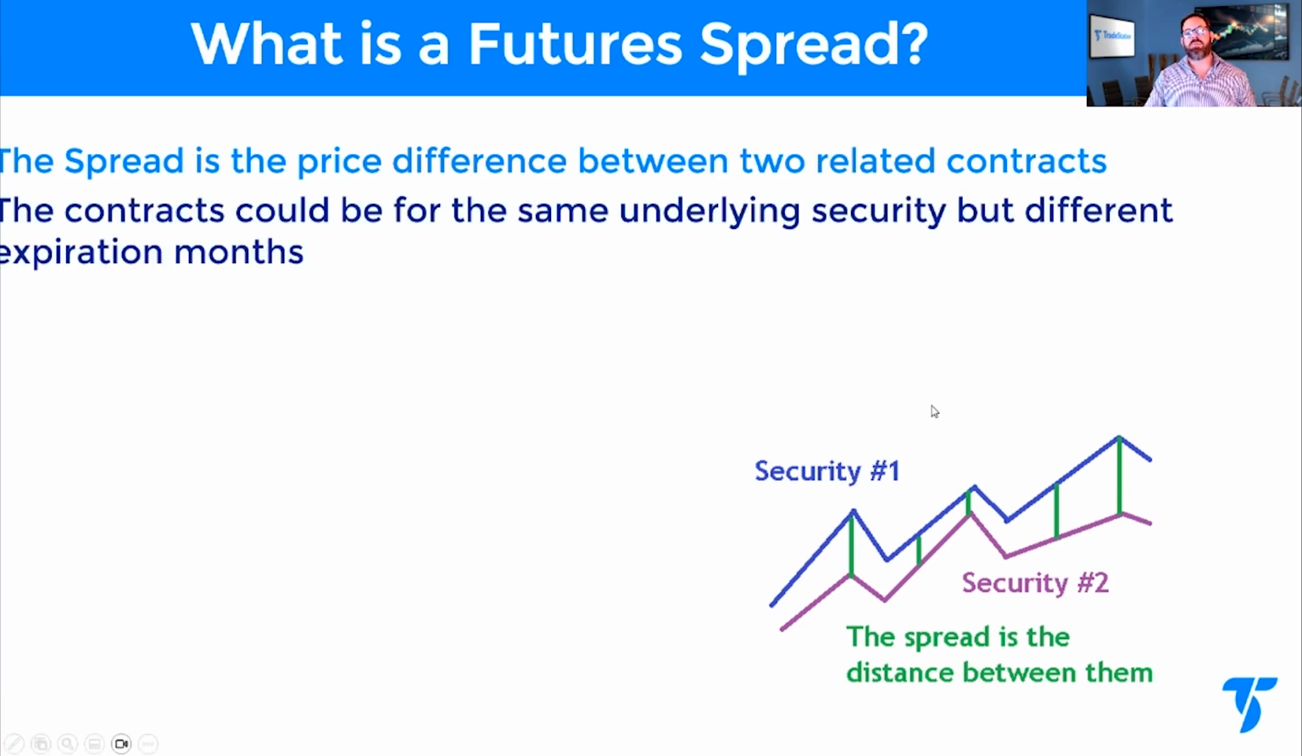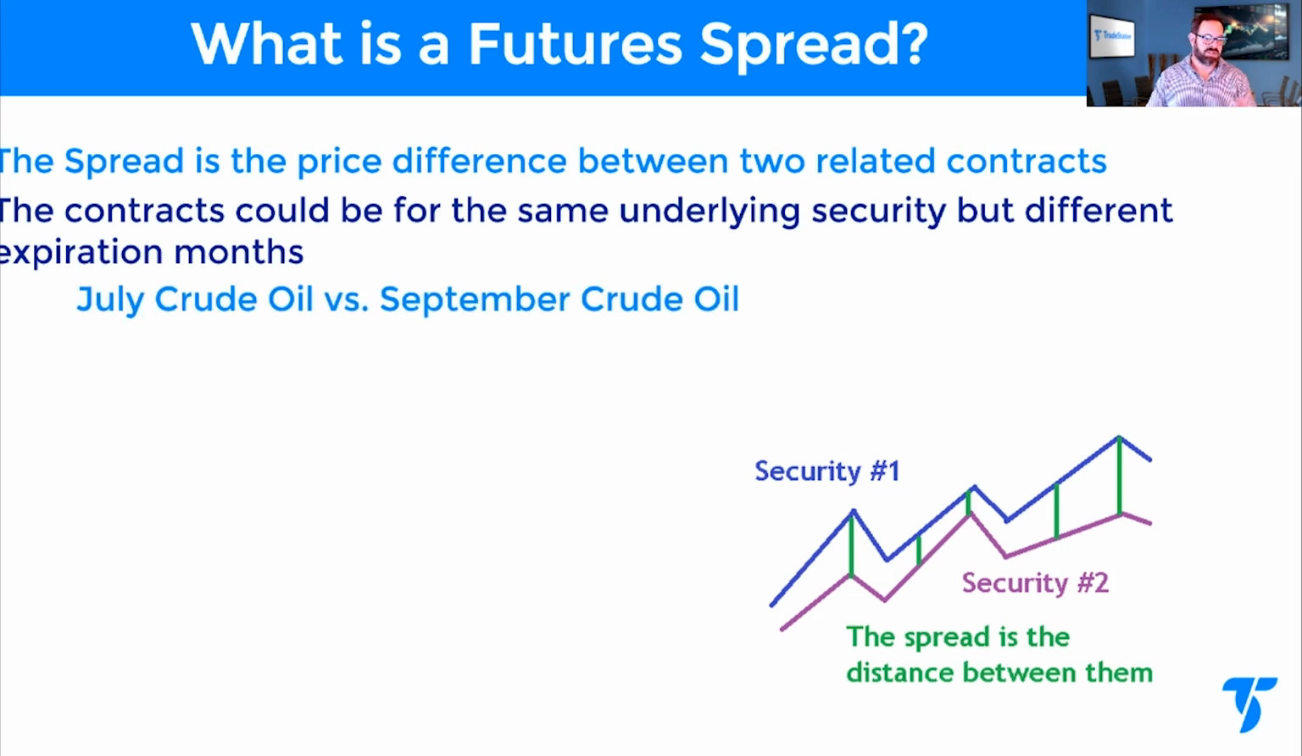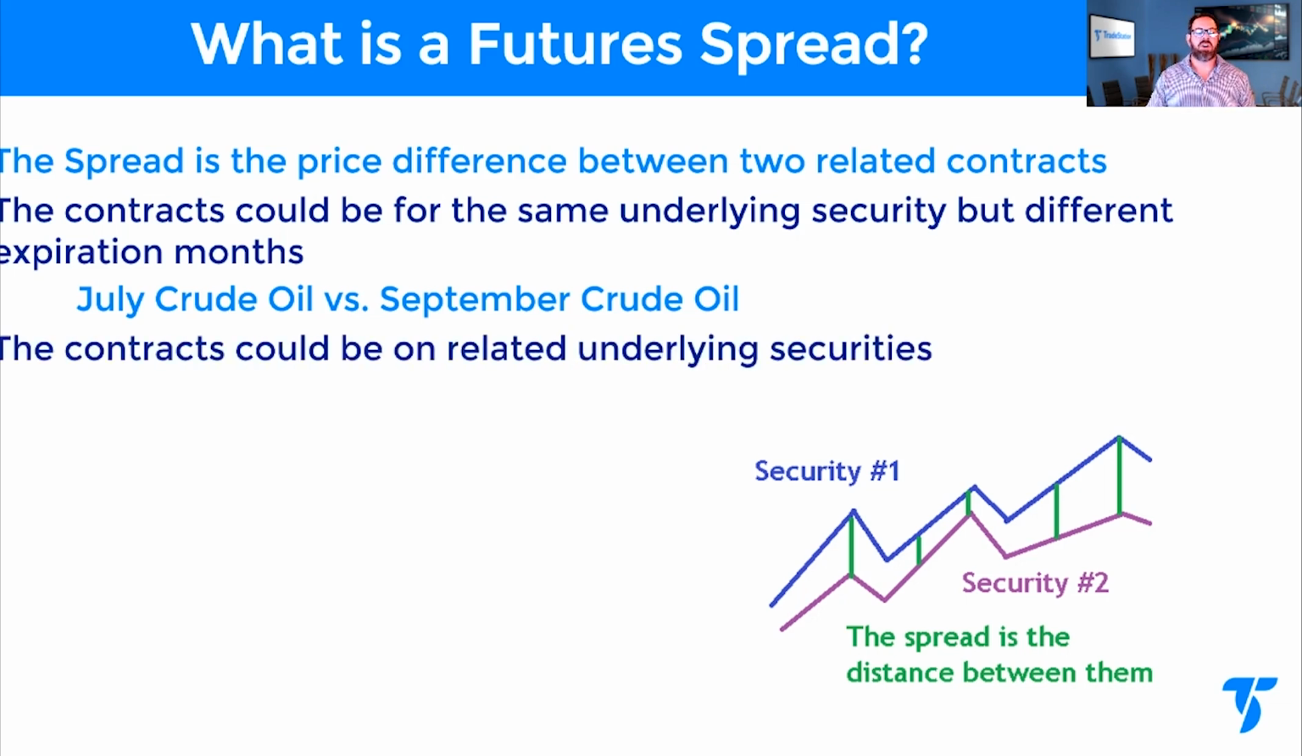The contracts could be for the same underlying security, but for different months, like I showed you with corn, December versus March, or July versus August, whatever two months you choose. Or we could use, in this case, July crude oil versus December crude oil. Well, you can also trade on related underlying securities. They don't have to be the same security. It could be gold versus silver. Those are both precious metals. They're very, very related in the way they trade, in the prices that they trade.